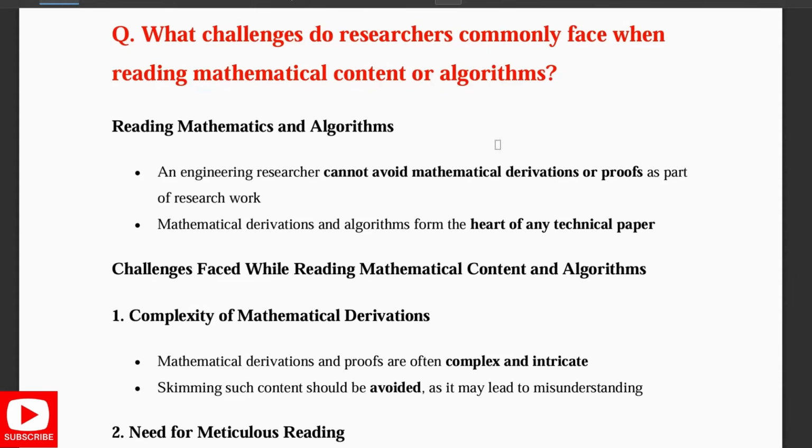This was asked in the December-Jan 2024. So reading mathematics and algorithms in engineering research cannot be avoided. For an engineer, being in an engineering field, mathematical derivations and proofs are a part of our research work. So derivations and algorithms form mainly the heart of the technical paper. So then what are the challenges they face while reading this?